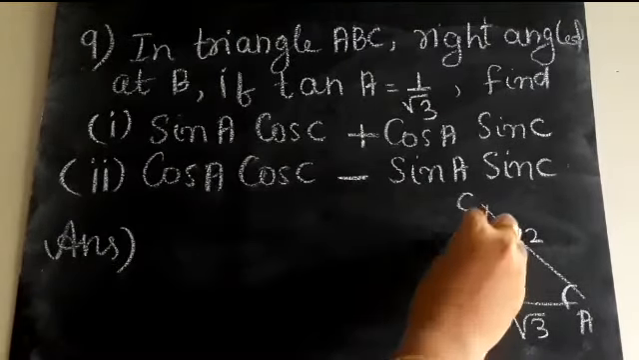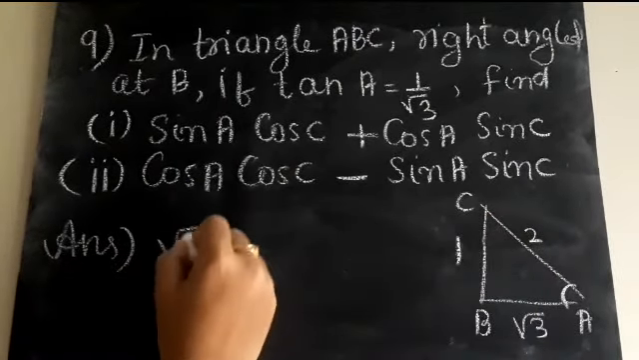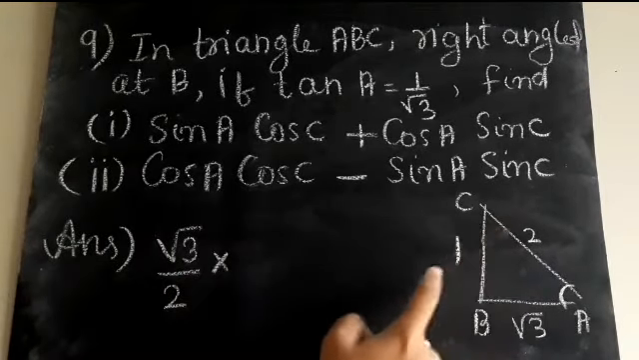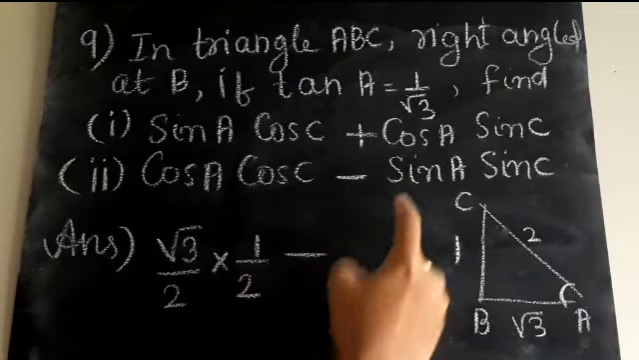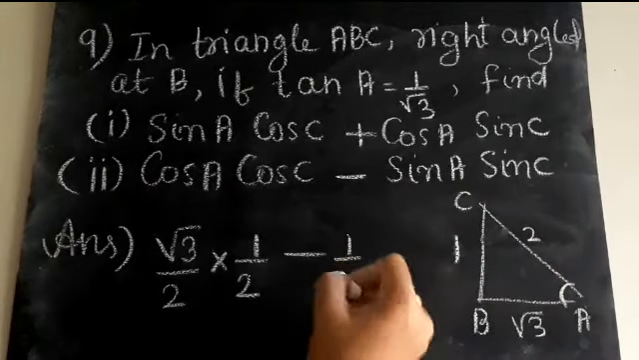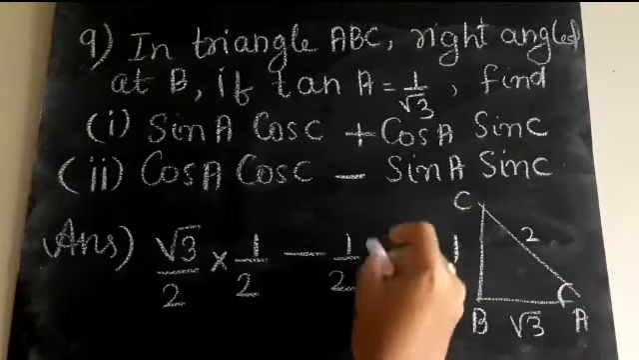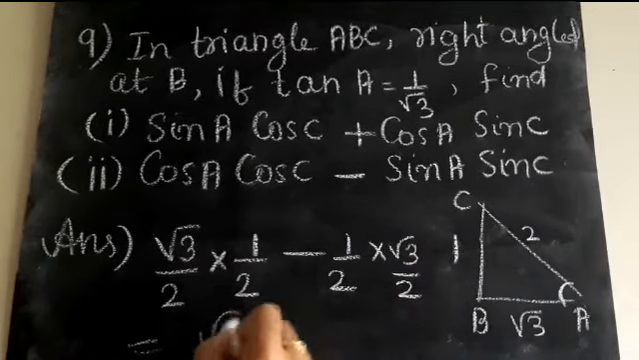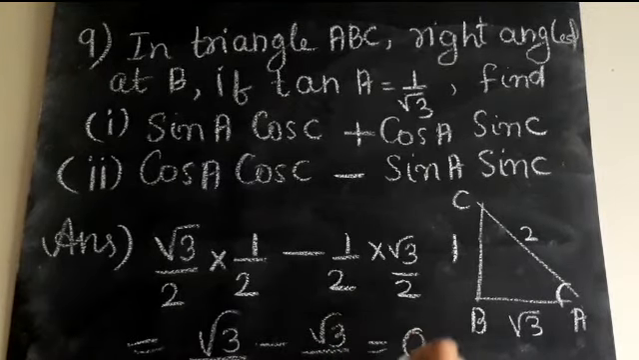Second question, what is that? Cos A. What is cos A? Adjacent side by hypotenuse. So root 3 by 2 into cos C. Cos C, what is it for this angle? Adjacent side by hypotenuse, 1 by 2. Minus sin A. Sin A, what is that? Opposite side by hypotenuse. So 1 by 2 into sin C. For this angle C, sin is opposite side by hypotenuse, so root 3 by 2. The answer is root 3 by 4 minus root 3 by 4. That is equal to 0.